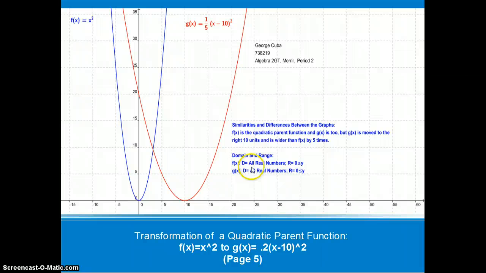Now here is domain and range. So the domain, since parabolas are real numbers, and the range, since they both begin at 0, so the y coordinate is 0, that means that they begin at 0. So y is greater than or equal to 0.